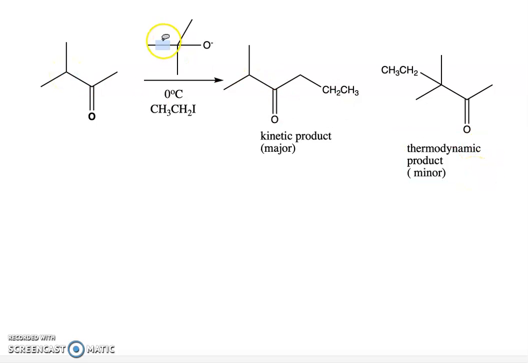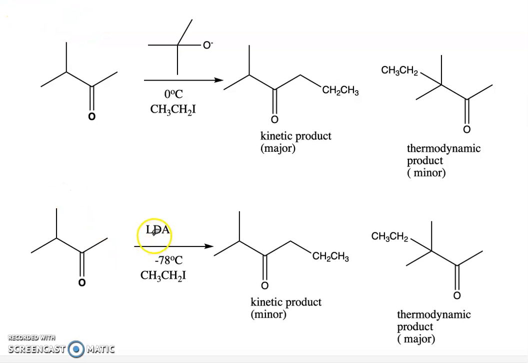On the other hand, if I use LDA, which is a really strong base, it won't give me any equilibrium at all. I use low temperature to further reduce the chances of getting equilibration. I'm going to get mostly my kinetic product substituted at the least substituted alpha carbon, and my thermodynamic product substituted at the most substituted alpha carbon is going to be my minor product. So this is a way that you can get one product over the other.